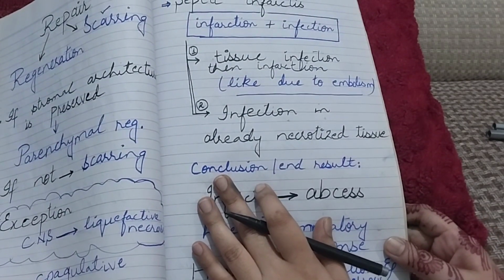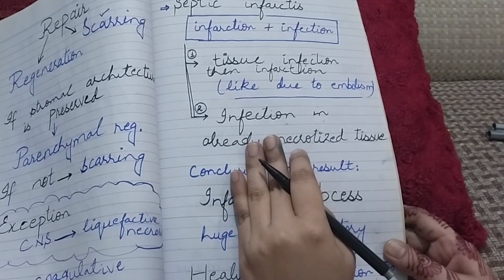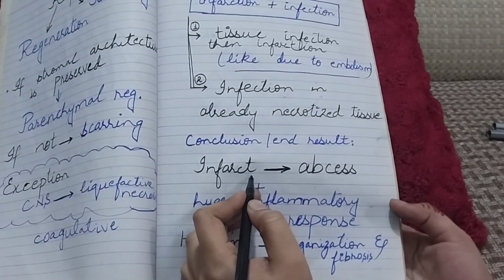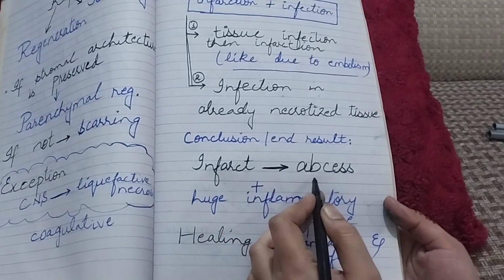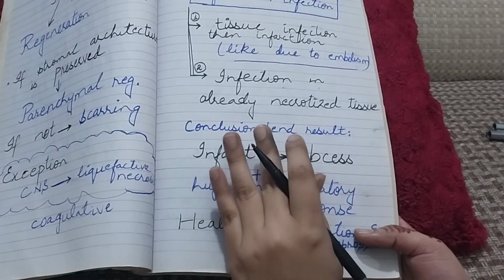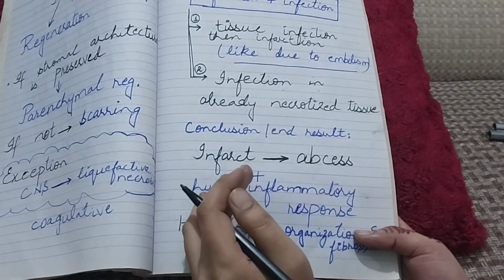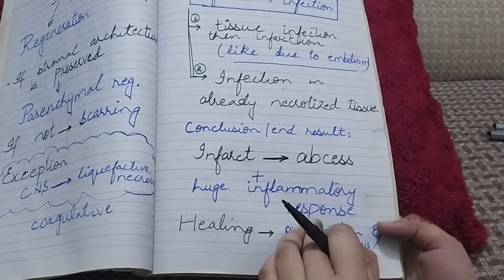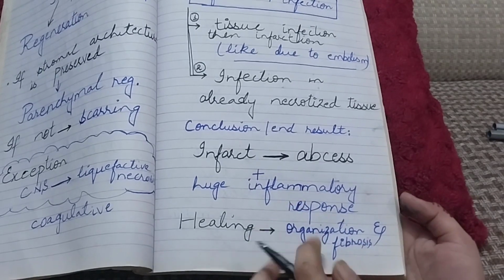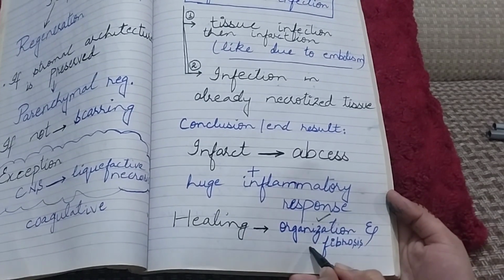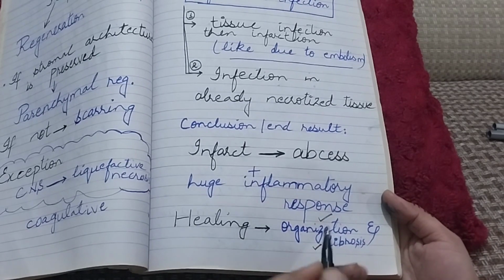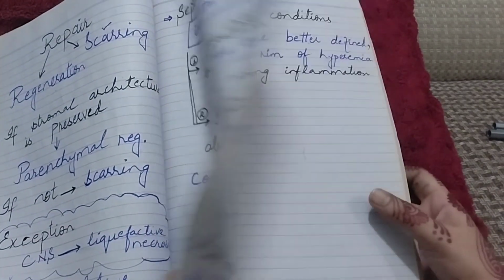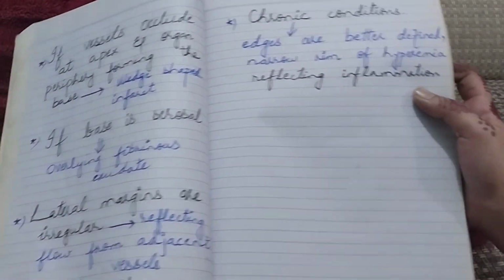Whatever the sequence is, the thing that happens after it remains the same, that is conversion of infarct into an abscess. In both of these cases, with the correspondingly greater inflammatory response and then healing by organization and fibrosis rather than regeneration. In the last part of the video, let's talk about scenarios.